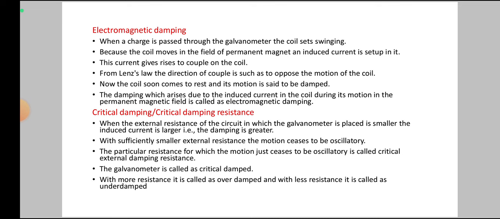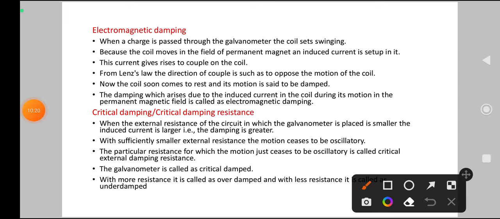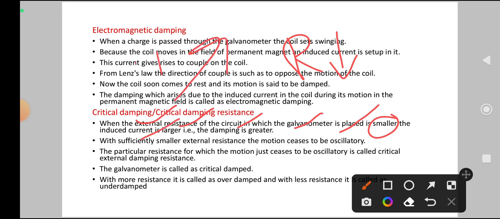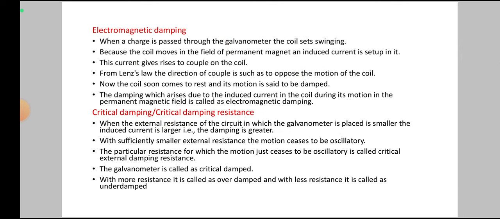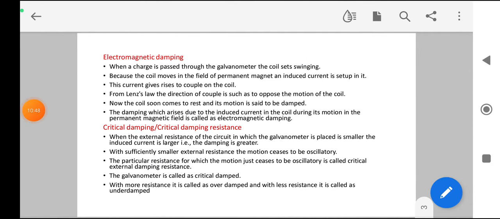Listen to what it says. When the external resistance of the circuit in which the galvanometer is placed is smaller, then the induced current is larger. That is, damping is greater, so more damping will occur. Damping means the motion gradually stops, coming to rest. That is damping.